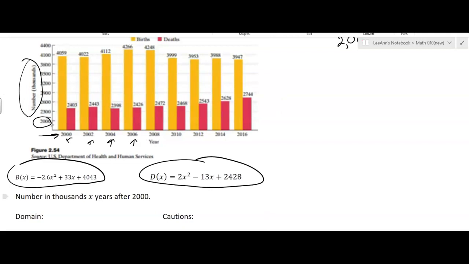Well, one thing on the x values, we're saying x is the years after 2000. So when we're saying 2000 right here, then x is equal to 0. And then when we're saying 2002, x is equal to 2. And then here, x is equal to 4. And so on and so forth up to the year 2016, where x is equal to 16. Okay? So when we're talking about the domain, that's important. Now, we're getting this data every 2 years.